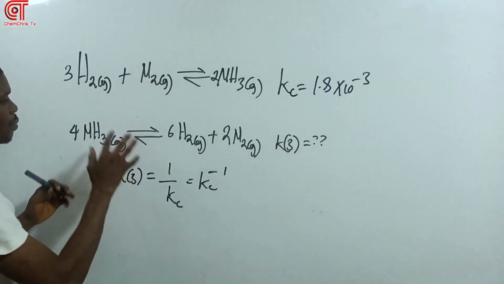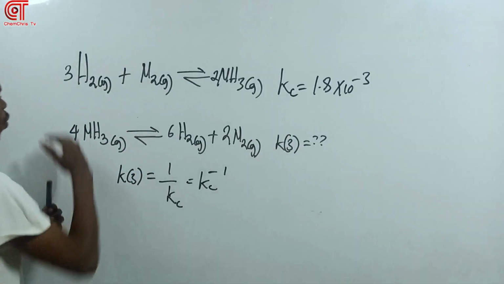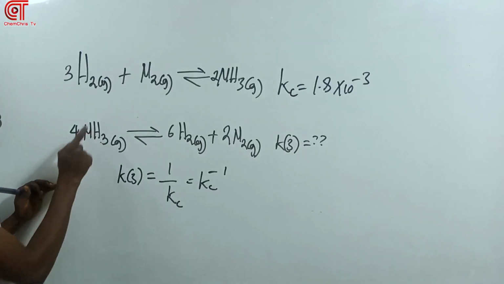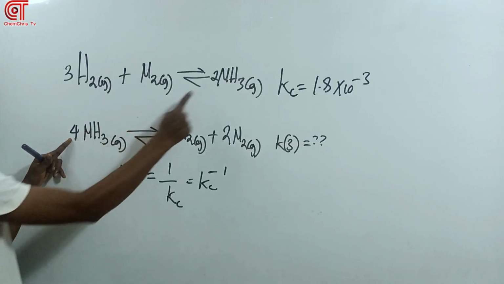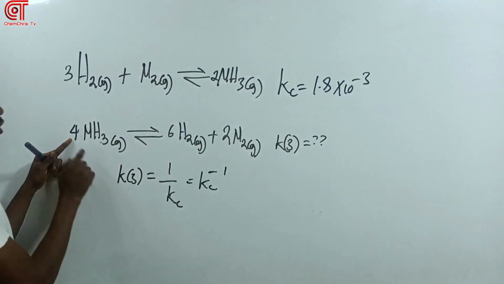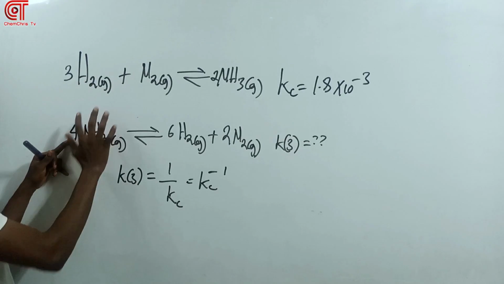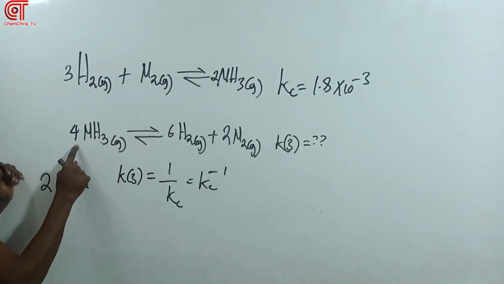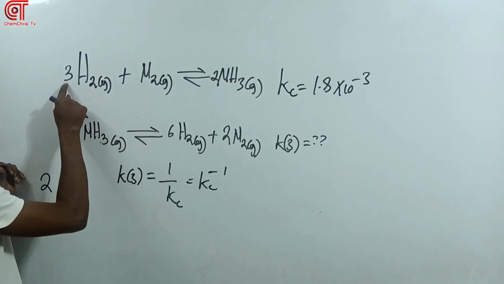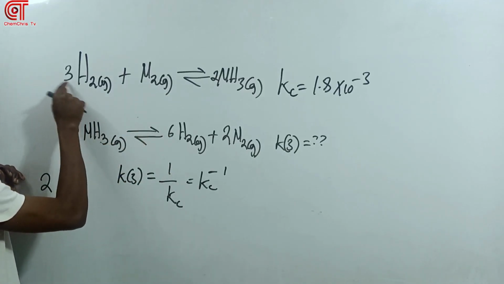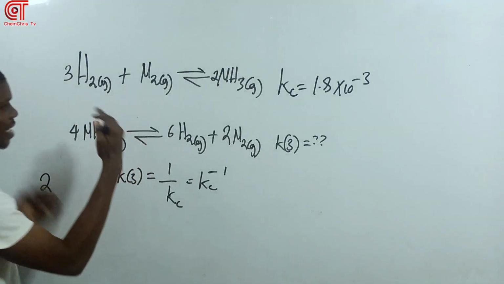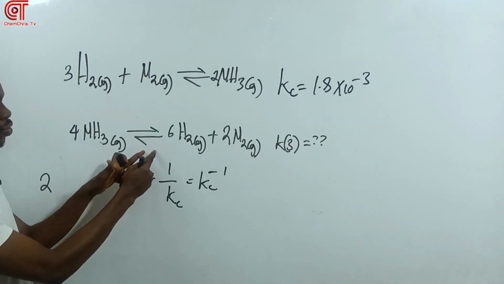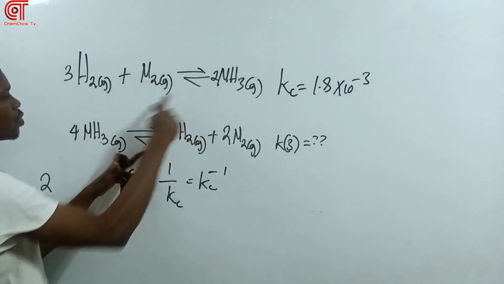The next thing is that the moles are not the same. So what is the difference between the two of them? Let's take NH3. NH3 here is 4, NH3 here is 2. It means the difference between the two of them is 2. If you multiply by 2, here we have 4, then here we have 6, here we have 3. If I multiply by 2, I am going to have 6 here. That is, the difference is 2. This reaction is gotten when we multiply it by 2.